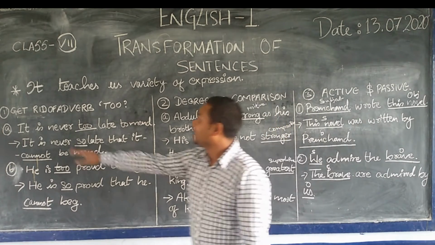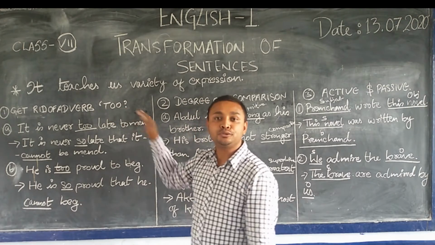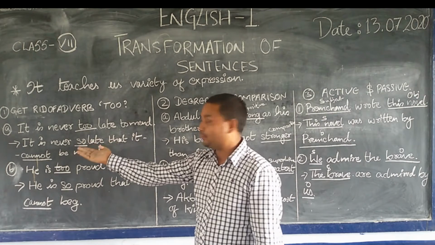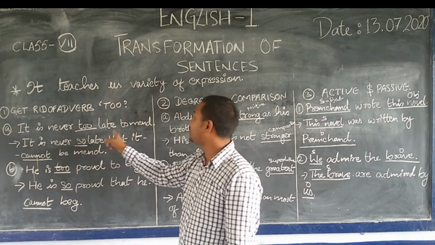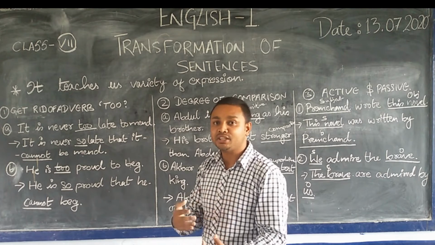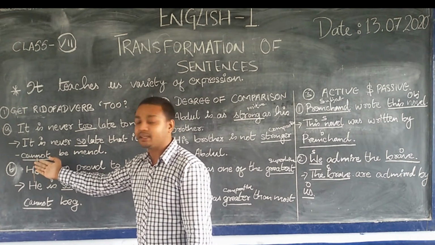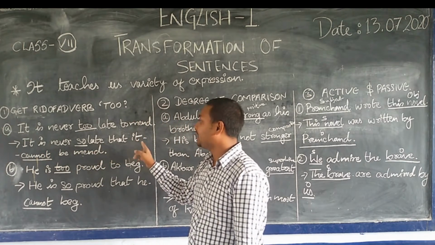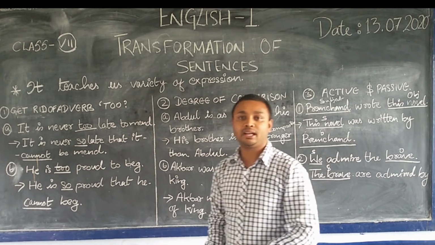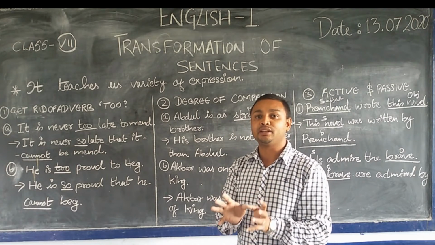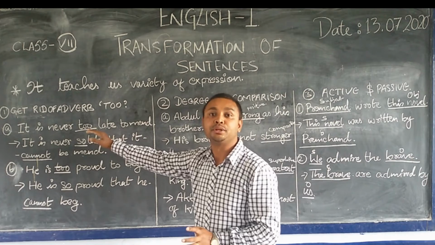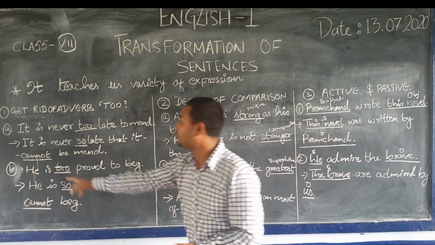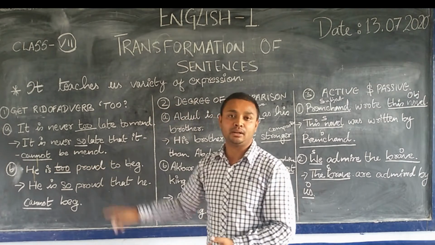So number 1 is getting rid of the adverb "to". How can we get rid of this? In the first set I have given you an example: "It is never too late to mend." How can we change this? We can rewrite it this way: "It is never so late that it cannot be mended." The idea here is to pay attention to the word "to", which is replaced by "so", and the sentence takes a negative form, "cannot be mended".